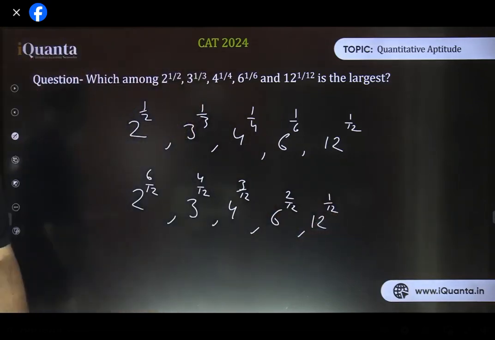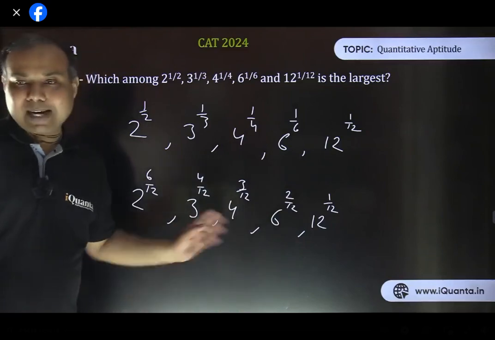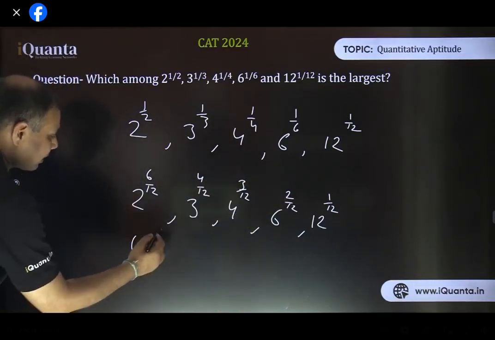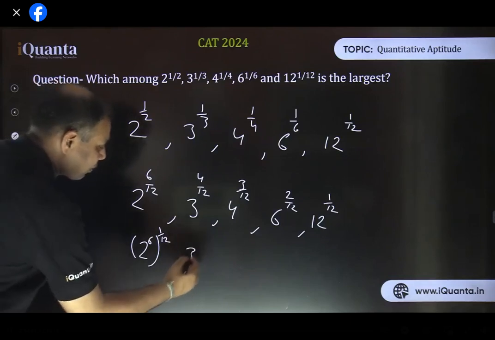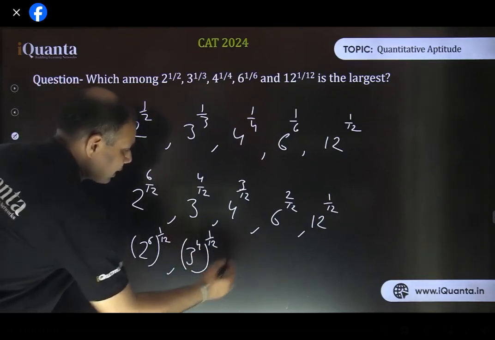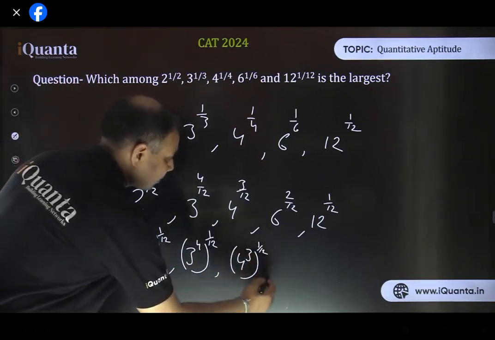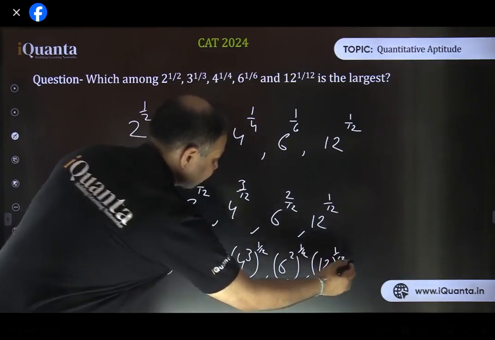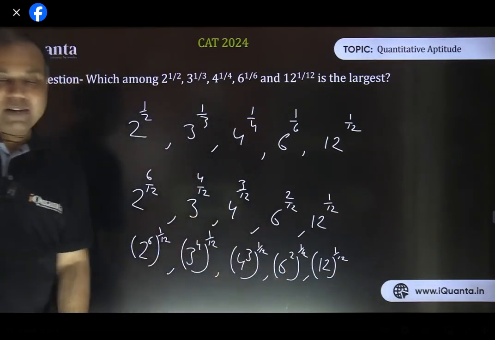Is it okay? I'll just use that same LCM part only. And now the next part is very easy. 1 by 12 is the common power among all, so that can be discarded. Beside that, we have 2 power 6, whole raised to 1 by 12. In the same way, this is 3 power 4, whole raised to 1 by 12. And so on: 4 cube, 6 square, and 12. So now we just need to calculate these bracketed values and we can very easily find the answer.